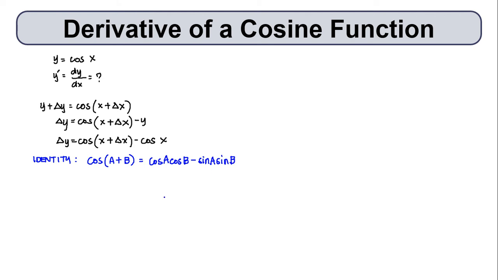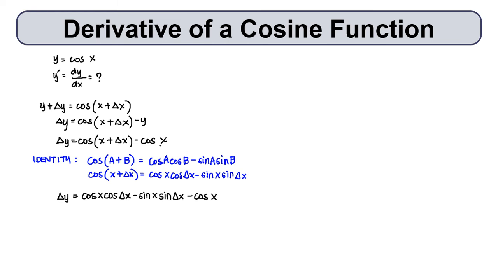Now, we will rewrite, no? Ibig sabihin, yung ating cosine ng x plus delta x equal na yan sa cosine x cosine delta x, minus sine ng x times sine ng delta x. Right? So papalitan lang ulit natin ito using this identity. Okay? So i-rewrite natin ulit. Therefore, we now have delta y equal to cosine ng x cosine ng delta x minus sine ng x sine of delta x. Right? Minus cosine ng x.